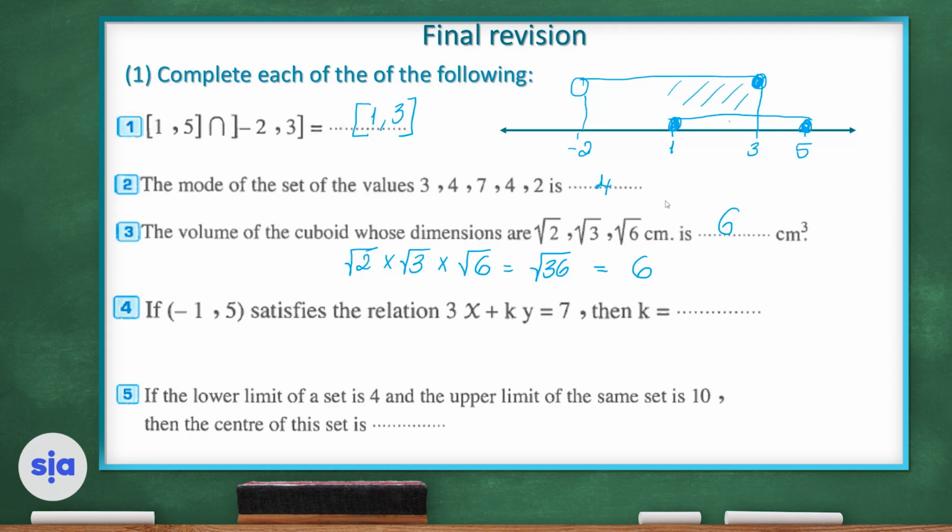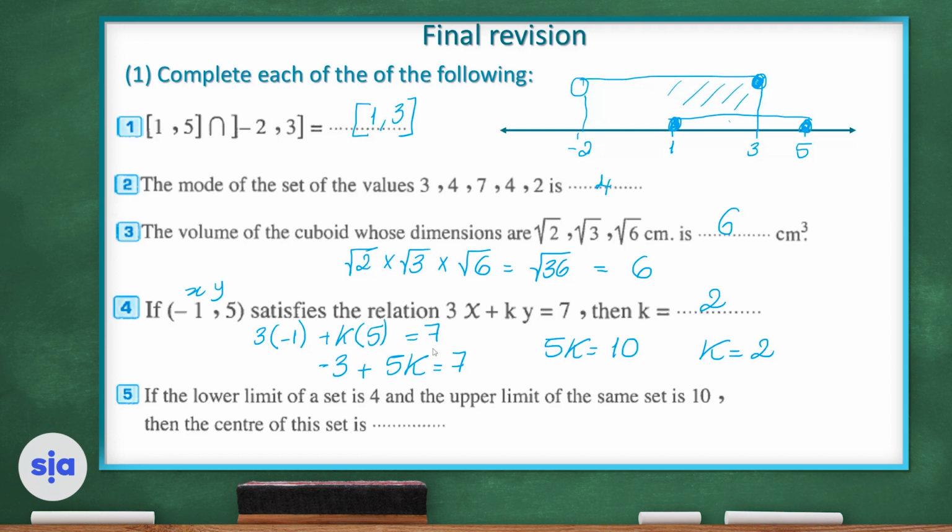Question 4, if this point that is representing x and y satisfies this relation, how can we find the value of k? What we do is we substitute x by -1 and the y by 5 equals 7 as given in the equation, and we need to find the value of k. So -3 plus 5k equals 7. So 5k equals 7 plus 3, which is 10. Then k is equal to 2. So the value of k is 2.